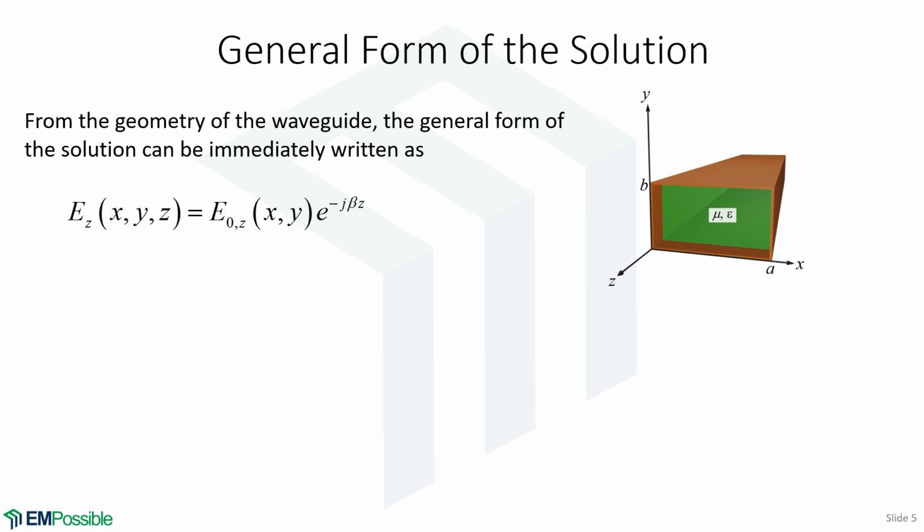The general solution for the guide is that the electric field is written as the product of two terms. The first is the amplitude profile. It's a picture of our mode in the cross-section of the waveguide. So it is only a function of x and y, and it does not change. The second term is e to the minus j beta z. This is what's responsible for oscillation or accumulation of phase as our mode is propagating in the z direction.